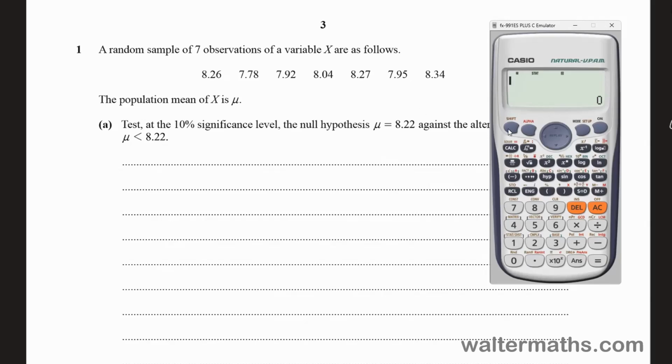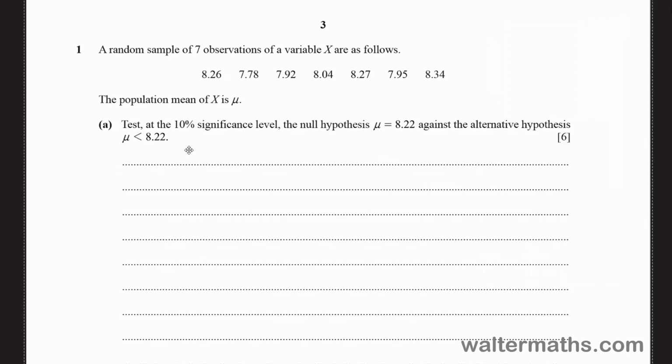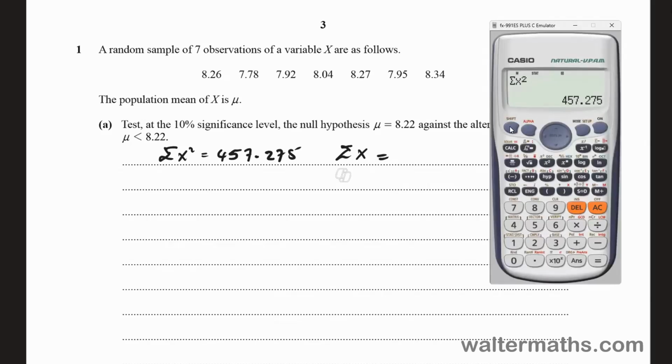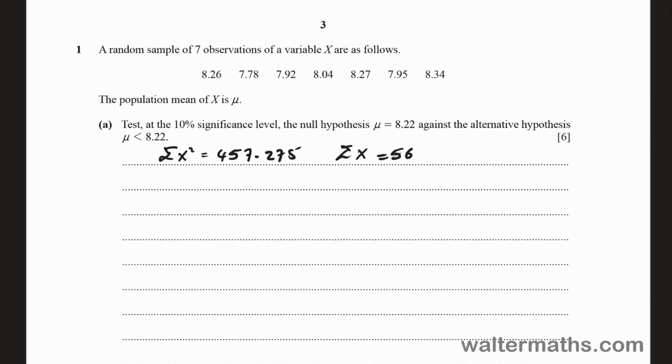Now we go shift 1, option 3 for sum. So option 1, the sum of squares, is 457.275. We also need to find the sum of the terms. So stats mode 3 and then option 2, and that's 56.56. So we can actually find the sample mean, which is sum of x over n.